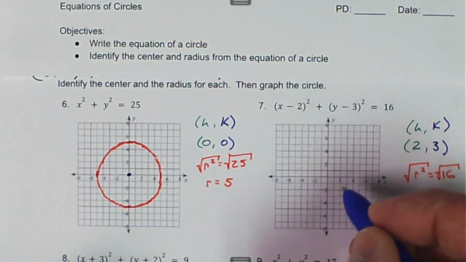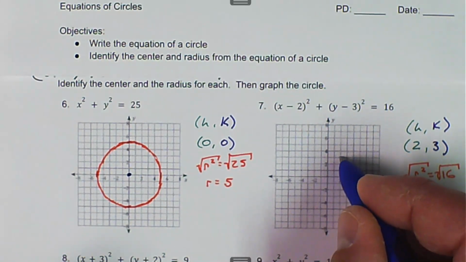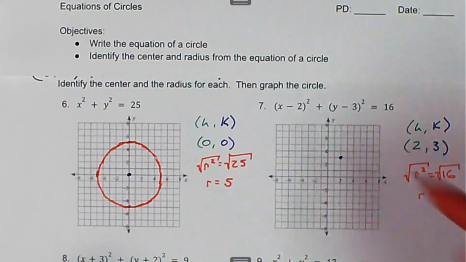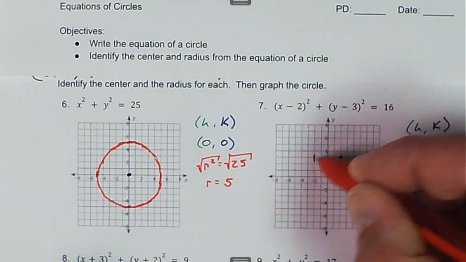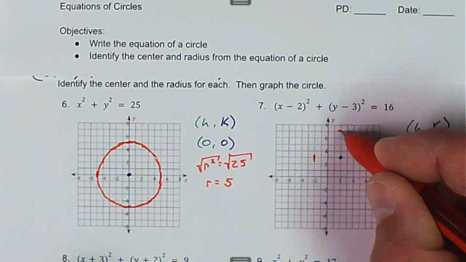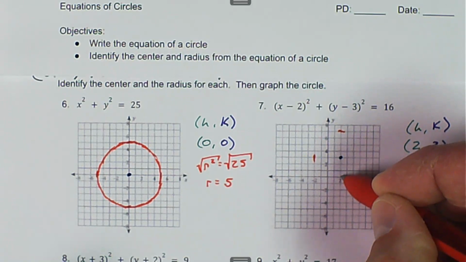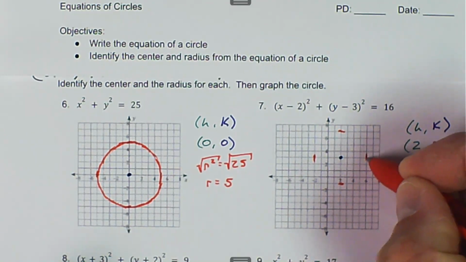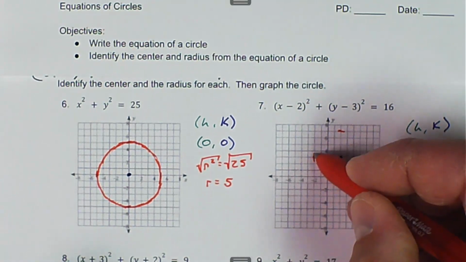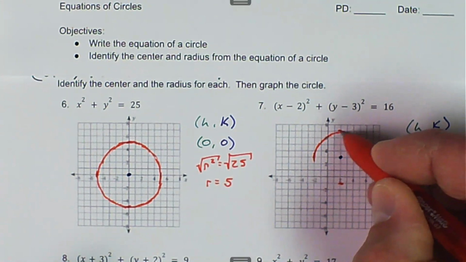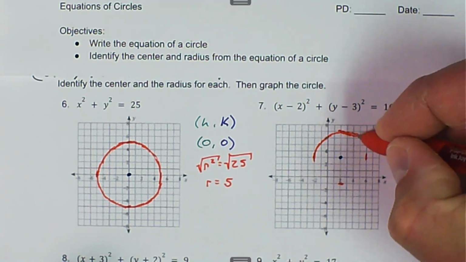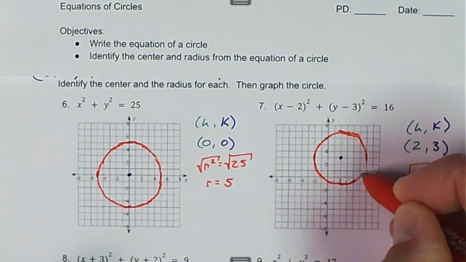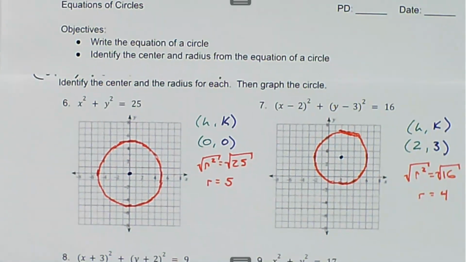And then we can graph this the same way. We find our center point of (2, 3). So we go over 2, up 3. And then we want to count 4 in each direction. 1, 2, 3, 4. 1, 2, 3, 4. 1, 2, 3, 4. 1, 2, 3, 4. And then we just want to sketch the circle that goes between those points. It doesn't have to be perfect, but we want to do a pretty good job of making it look like a circle. Have another example.